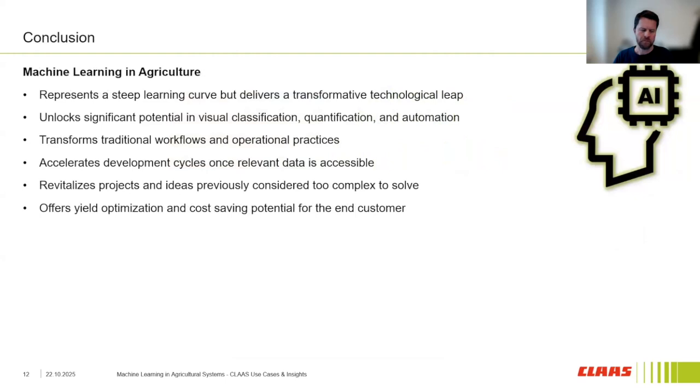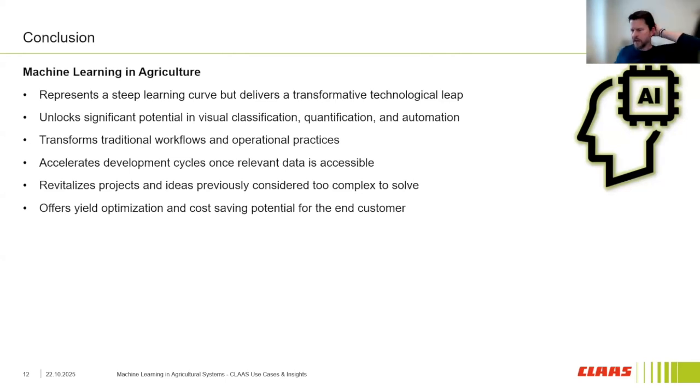So this will mostly be a repetition of things that I've said so far, but in general, what we have concluded is that AI has represented a steep learning curve, and has led to a transformation in both technology and the way we work. It unlocks a significant potential in especially computer vision applications for automation and autonomy. It will change, as mentioned, the way we work.